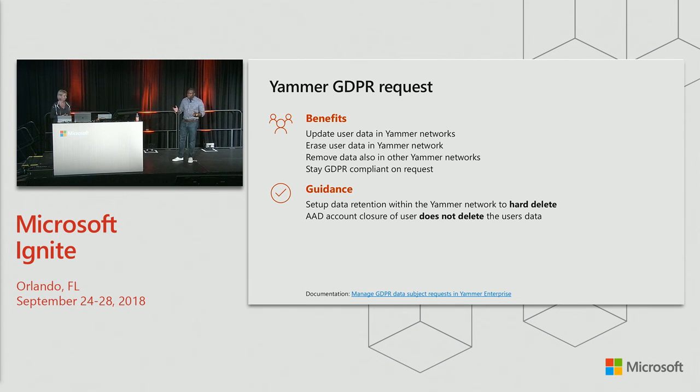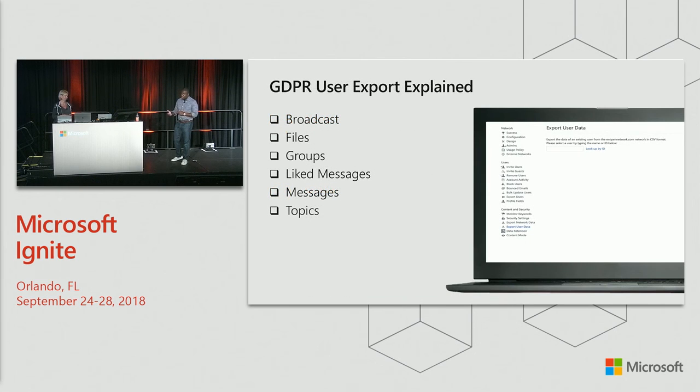A couple of quick tips. Be sure to set your network content policy to hard delete, so that when you delete a user, all the information is removed from Yammer. It cannot be set to soft delete. Also, when the user is removed from the AAD account, it does not automatically trigger a GDPR deletion. You will have to go into Yammer, go to the settings, and then delete the user.